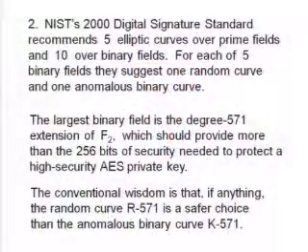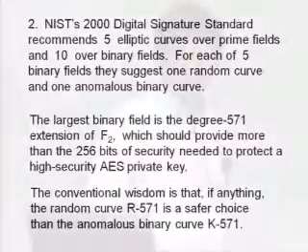And let's look at the digital signature standard recommendations for elliptic curves. In 2000, NIST recommended 5 specific elliptic curves over prime fields and 10 over binary fields. They had 5 different binary fields at different security levels, and for each one, they suggested 1 random curve and 1 anomalous binary curve. Now, the largest case for greatest security is the degree 571 extension of F2, which should provide plenty of security to protect a high security AES private key. So that was the motivation for going up to that high of a degree.